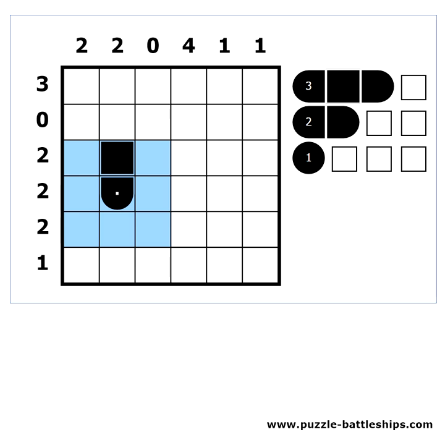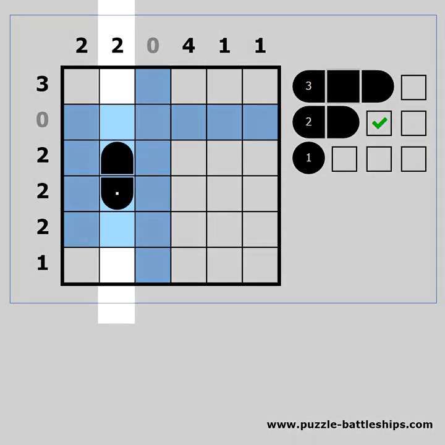Next we can look for completed numbers outside the grid. The zeros show that there are no ships on that row or column. We can mark the entire row or column as water. We already have two black cells on this column, so the rest should be water.